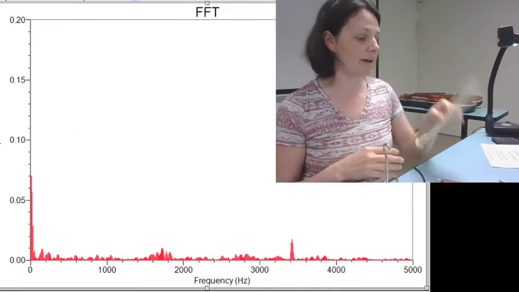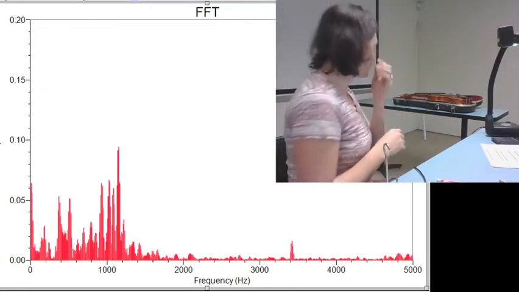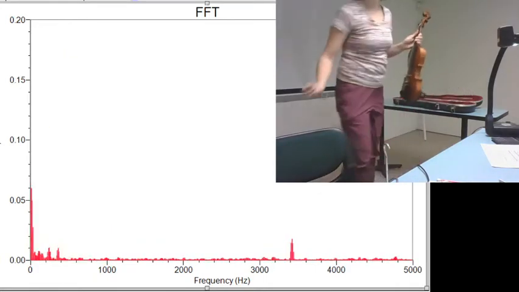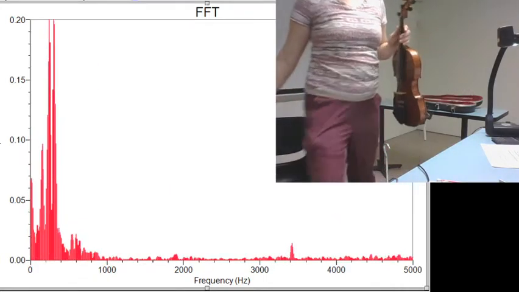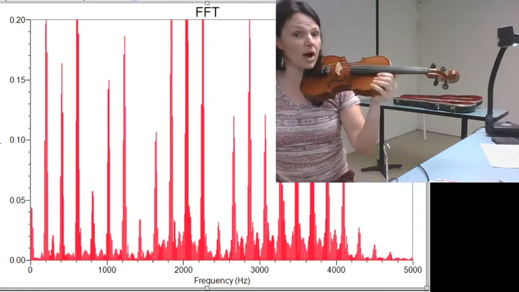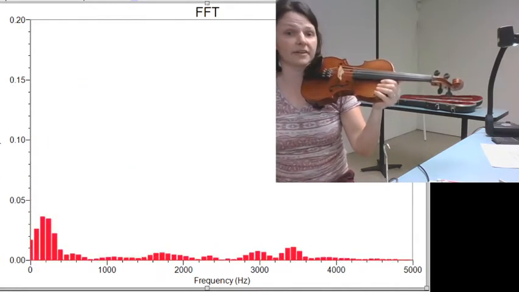So I don't know how to play an A on a recorder, but I do know how to play an A on a violin. So we'll play an A on a violin and watch what the frequencies are that are excited.